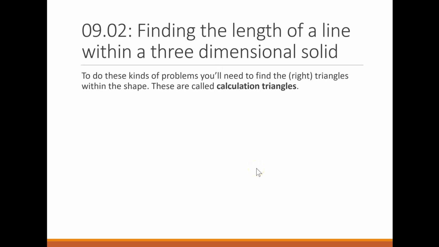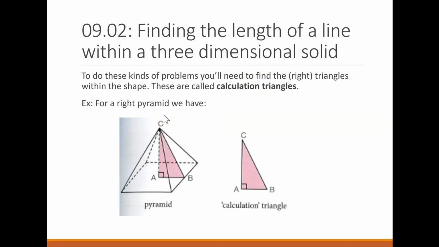So the main tool that we're going to be using to do this is a calculation triangle. By a calculation triangle, all we're going to be talking about is some right triangle that's embedded inside of our 3-dimensional figure. So if I have the right square pyramid here, an example of a calculation triangle might be this triangle ABC.